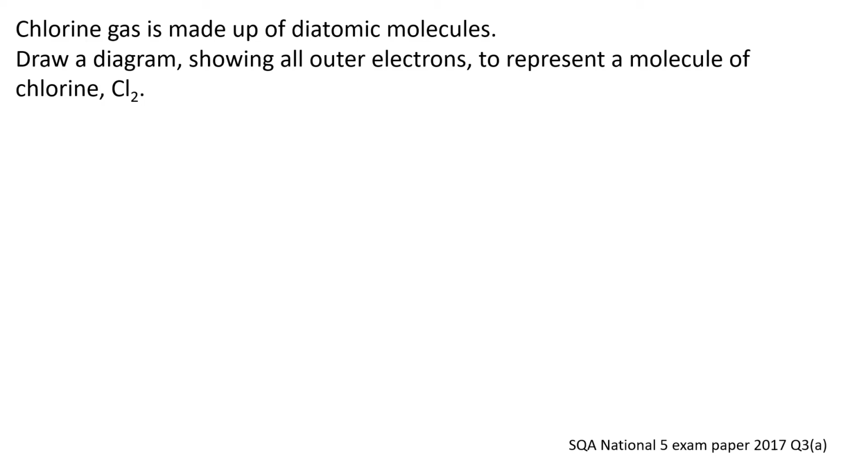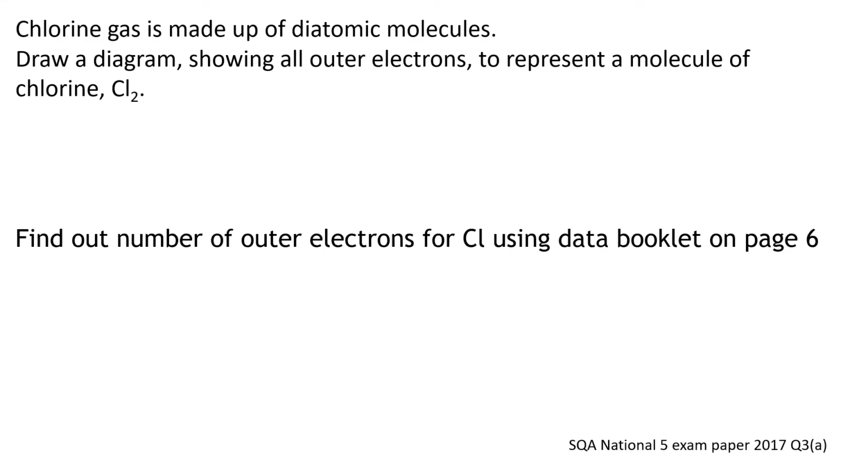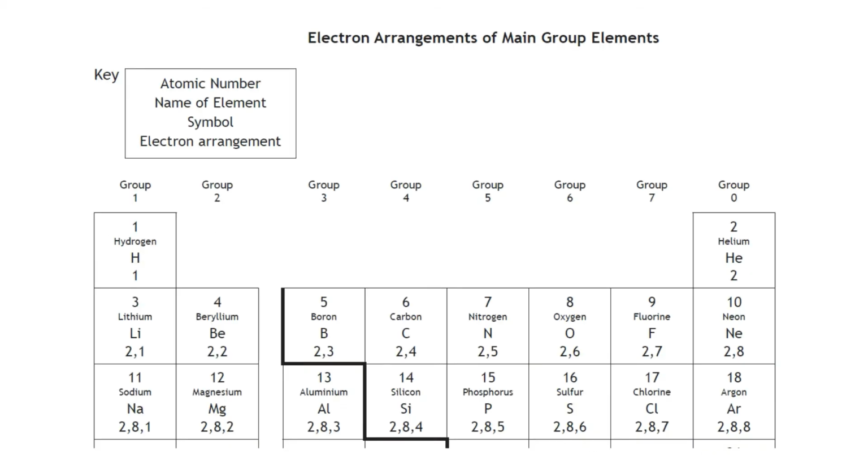Okay, so we're going to try an exam question now in which we're asked to draw a diagram showing all outer electrons that will represent a molecule of chlorine Cl2. To find out the number of outer electrons present, that's our starting point, we're going to need to look in our data booklet and turn to page 6, where we can find out the electron arrangements of the elements of the periodic table. So if you turn to page 6 of your data book and look under the halogens, you will find chlorine present with an electron arrangement of 2.8.7.